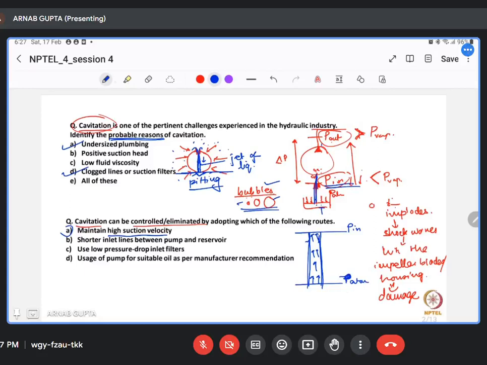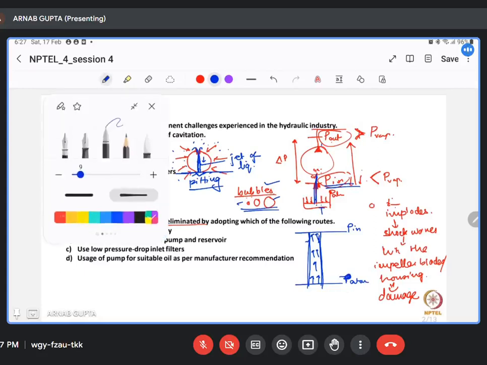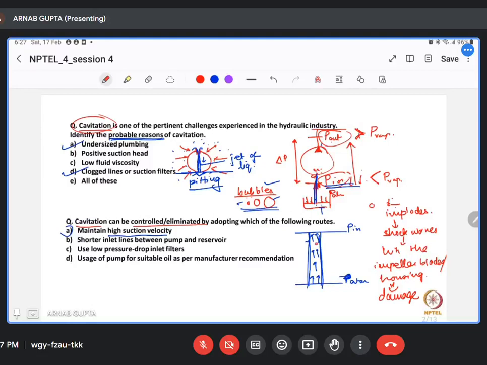So you see one thing, if at this point the velocity of the fluid is high, that is, the suction velocity is high, then by Bernoulli's principle, if we do energy conservation, the pressure will automatically be low. So if we increase the velocity at this point, the pressure will reduce. And again, reduction in pressure is something that we don't want. If pressure reduces and falls below the vapor pressure, cavitation will occur.